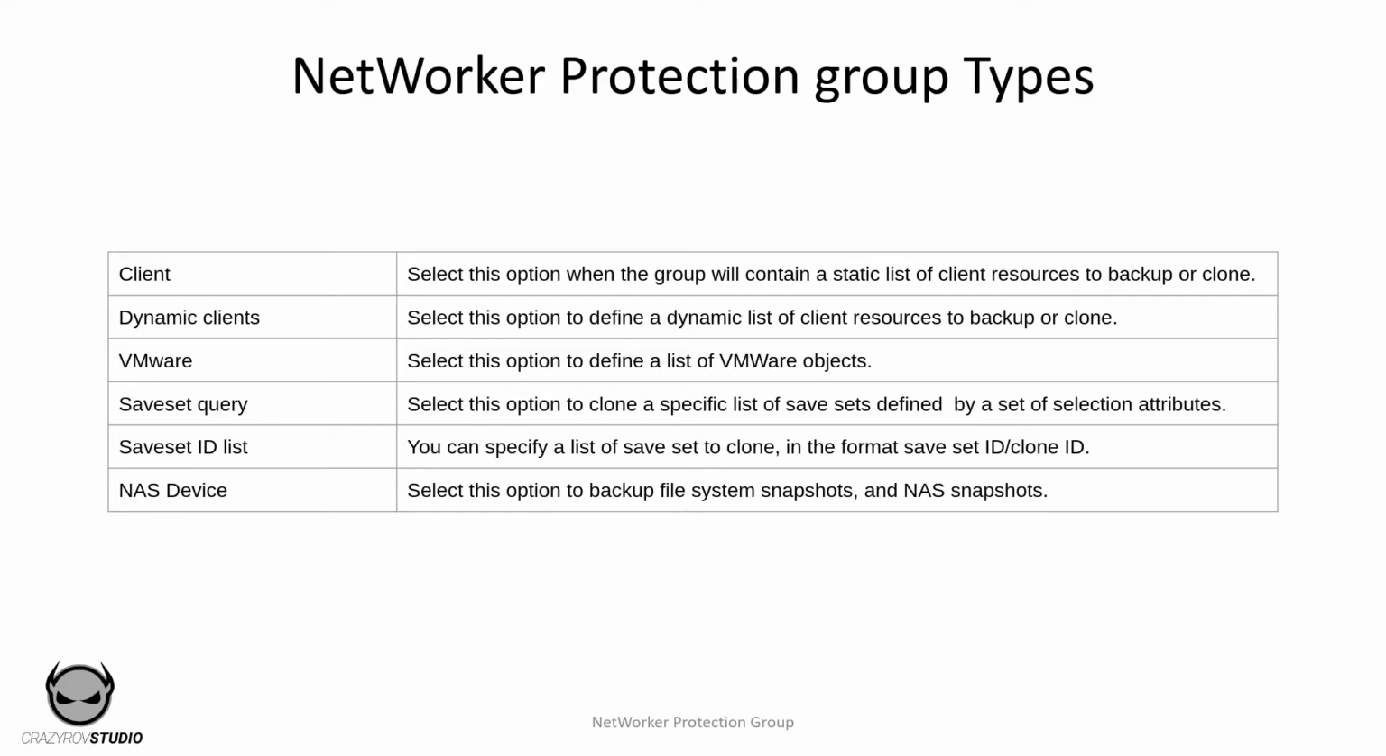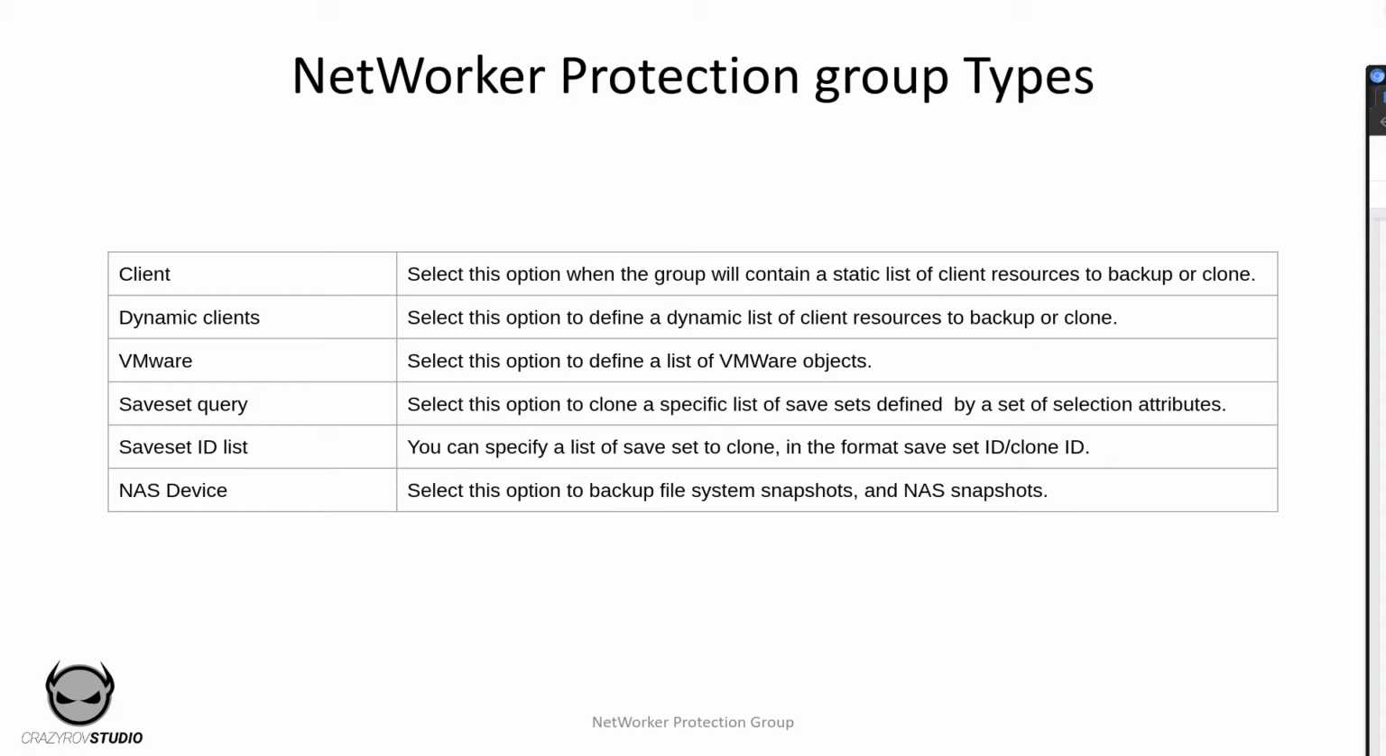The first type is client. Select this option when the group will contain a static list of client resources to back up or clone. When you select this option, the client selection displays a list of configured clients on the NetWorker server. Use the checkbox to select or remove client resources from the group. Use this group to protect client file system, NDMP backups, NMDA backups, NMM backups, and block-based backups.